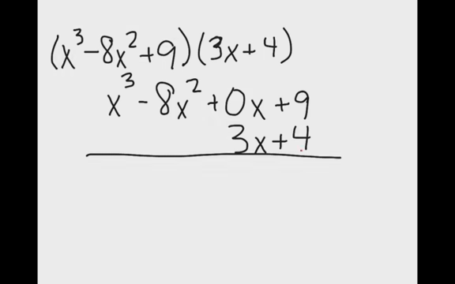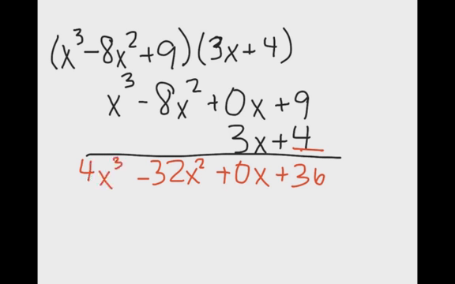So first we're going to start with our 4. 4 times 9 gives us 36. 4 times 0x is going to be 0x. Our 36 is positive. 4 times negative 8x squared is going to give us a negative 32x squared. And then 4 times x cubed give us 4x cubed.